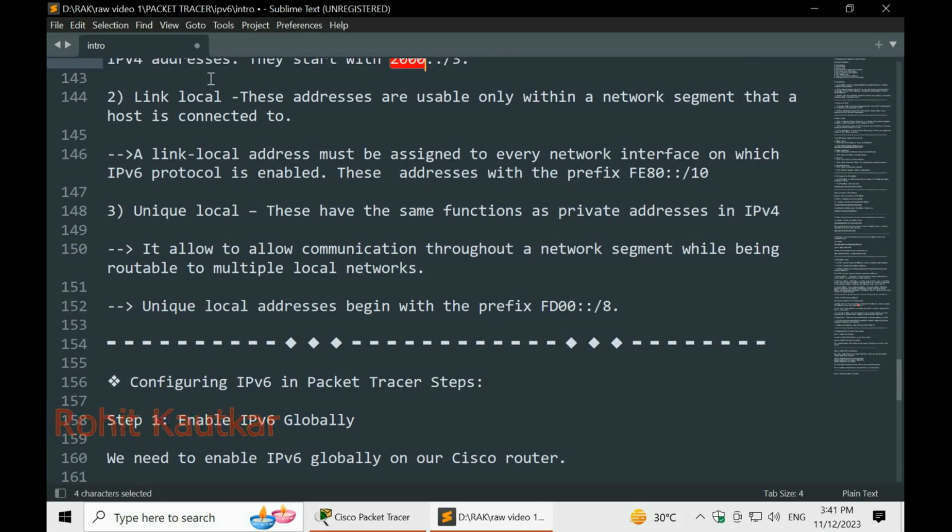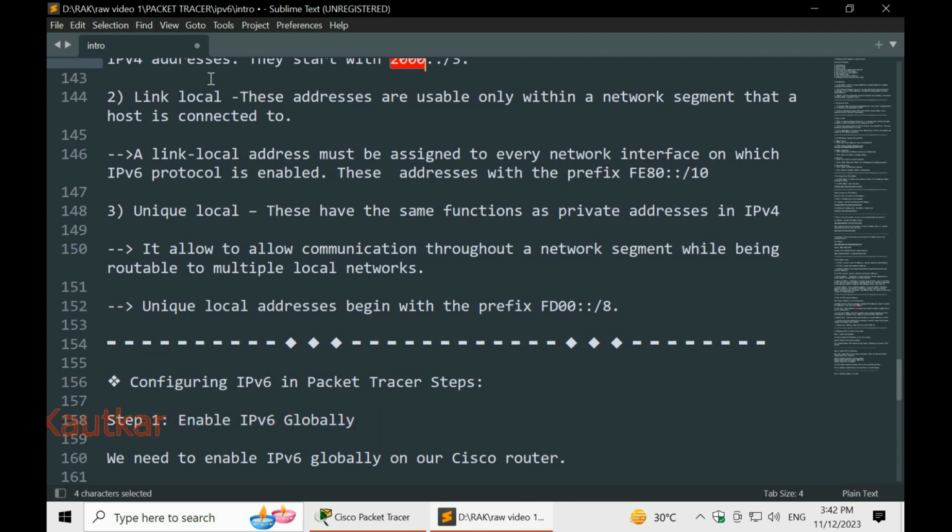These addresses are usable only within the specific network segment that the host is connected to. A link local address must be assigned to every network interface that is using the IPv6 protocol for transmitting data, and these addresses have the prefix FE80.